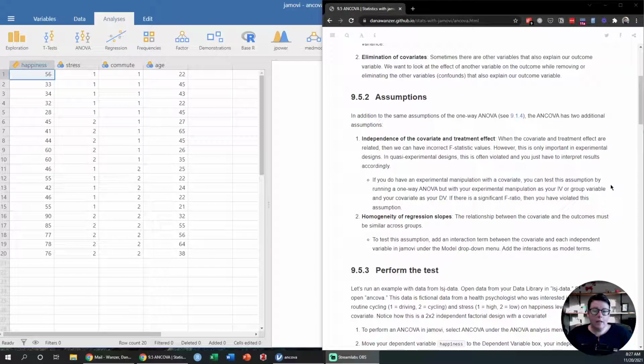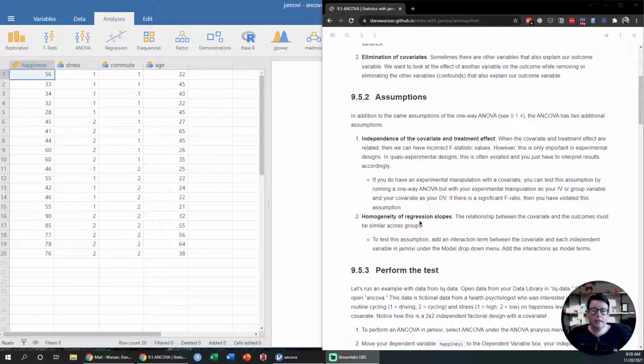When doing the ANCOVA, there's two additional assumptions. One is that there's independence of the covariate and the treatment effect, that the covariate does not relate to the independent variable. And so we test this by running a one-way ANOVA, looking at the experimental manipulation as your IV and your covariate as your DV. And if it's significant, then you violate this assumption. So we'll test that in a second.